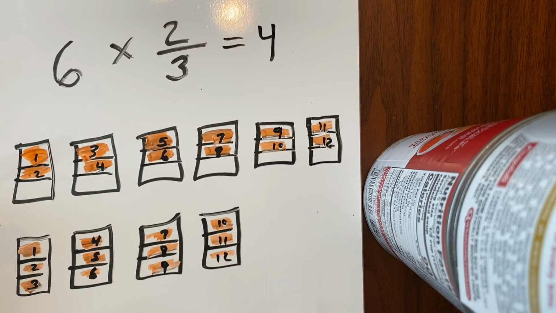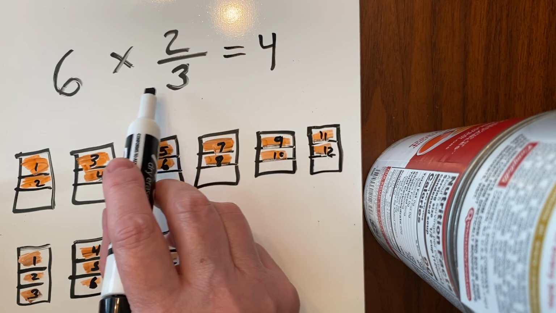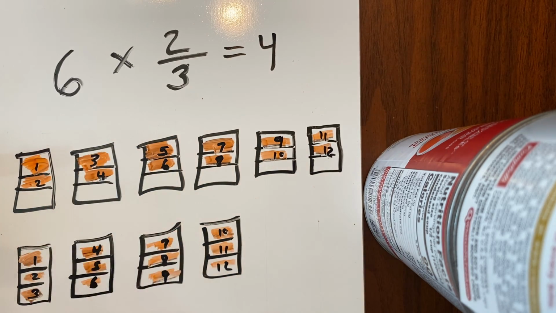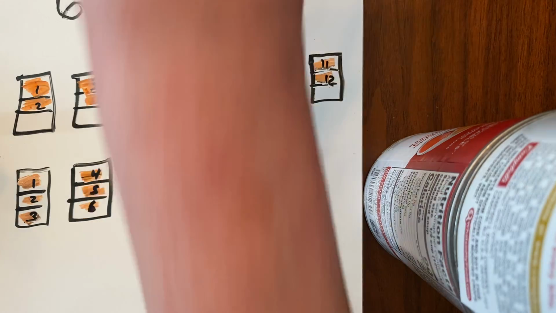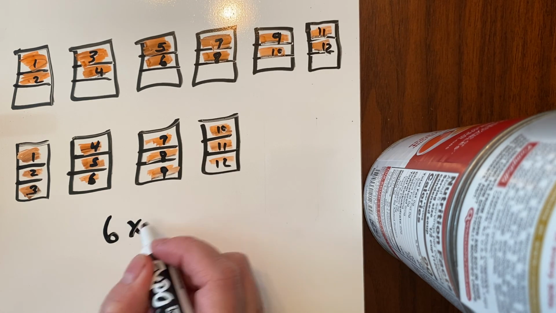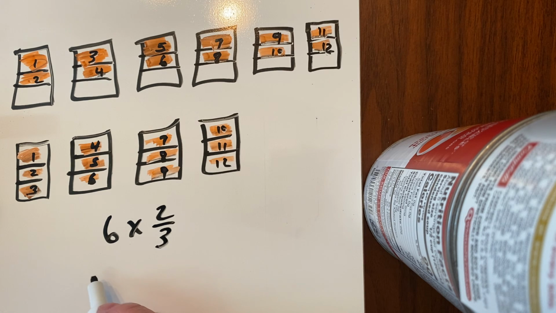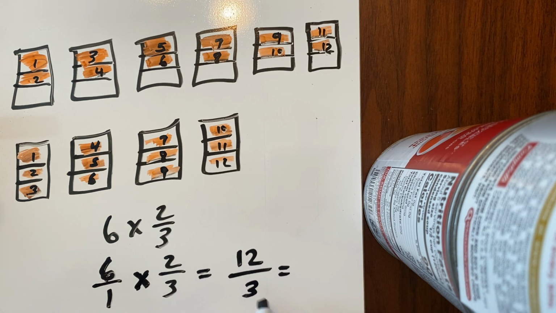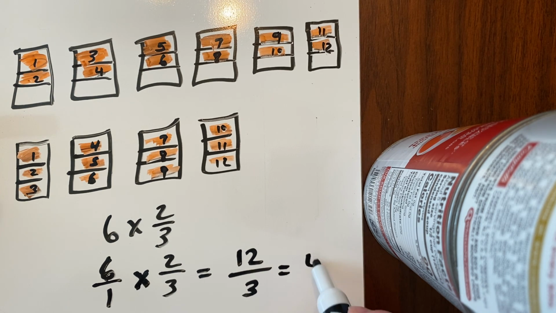Now let me show you a cool shortcut to this, which I think you'll like a lot. If I look at this right here, notice that if I wrote 6 as a fraction, so I've got this problem 6 times 2/3, I could write this as 6 over 1 times 2 over 3. So notice how I can do this right here. If I do 6 times 2, I get 12, and 1 times 3, I get 3. And what does this simplify into? 12 divided by 3 is 4.